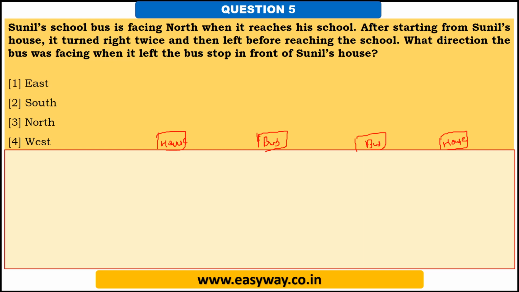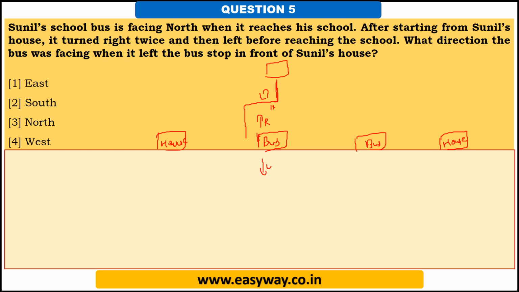If the bus is facing the west side, then the right-hand side will be this and the left-hand side will be this. It turned right twice, so first it turned right, then right again, and at the last it turned left. For a person facing east, this will be left and this will be right. Imagine yourself facing east or west. Now the bus driver is turning left, so the bus is now in this direction, and when it reaches the school, the bus is facing north.